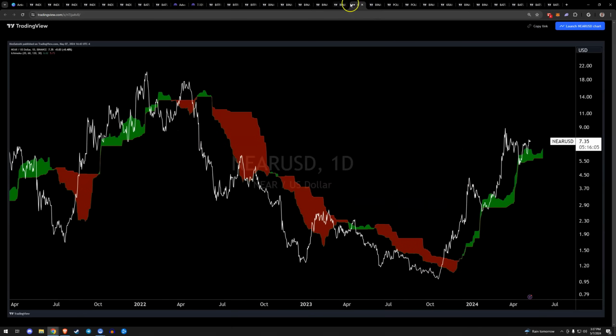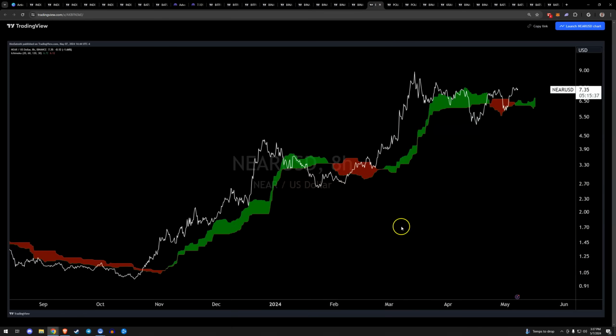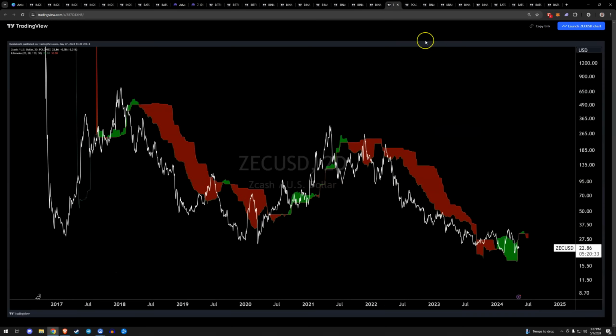Near I talked about, looks great. Don't really need to go back into that one. Even on the 8-hour, right? You'll notice that if it looks good on the daily, it probably looks excellent on lower time frames. If it looks good on the 3-day, it probably looks excellent on lower time frames, right? Another reason the high time frames are going to be where it's at.